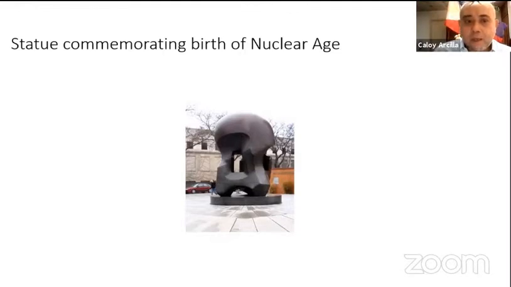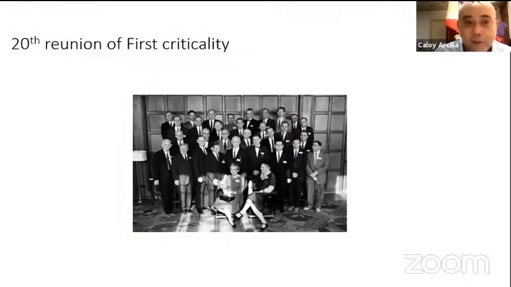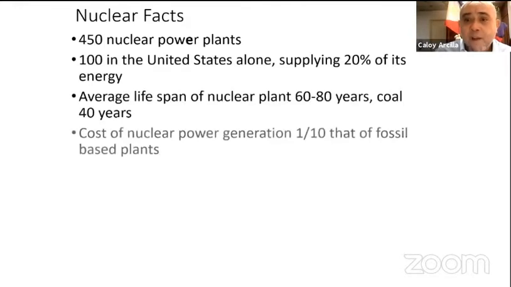Now, here's a statue of the birth of the nuclear age on the campus of the University of Chicago, close to where I did my PhD. Here's the first nuclear reactor, the Chicago Pile, and the guy there is going to be the one to insert the control rods. Quite a number of the people in that experiment are Nobel Prize winners. Of the 23 at the first criticality, only two were women. So I think that has changed so much for the better now.